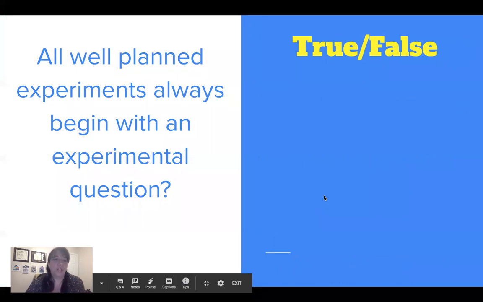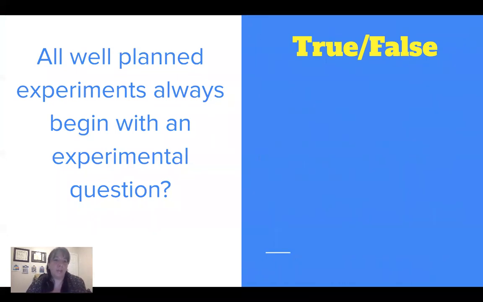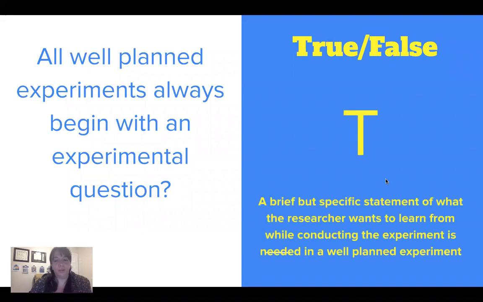All right, so a true and false question. All well-planned experiments always begin with an experimental question. True or false? True. True. So I have 3. Does anybody else want to give their answer? True. All right, so I have 4, so I'm just going to give it to you. It is true. Wonderful. A brief but specific statement of what the researcher wants to learn while conducting the experiment is needed in a well-planned experiment. So that's the key word when you're looking at this question where it says well-planned experiment. Okay?